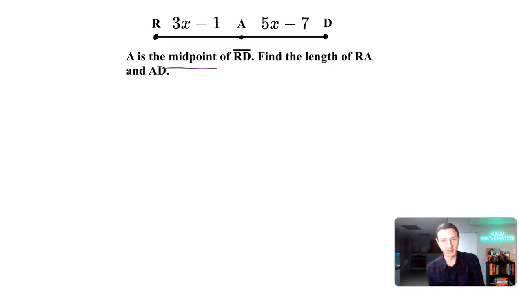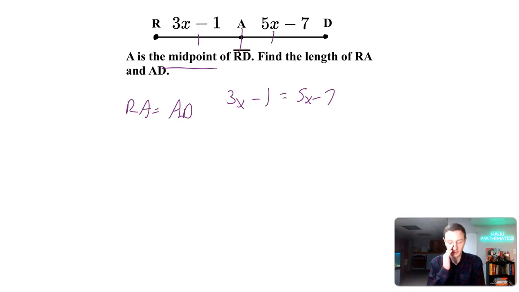Gotta understand some vocab here. Midpoint means that we are slicing this in half, meaning RA is equal to AD. So first big piece of vocabulary there, RA is equal to AD. Since these two segments are equal to one another, because midpoint means we're cutting it in half, that means 3x minus 1, because RA is 3x minus 1, is equal to 5x minus 7, because AD is 5x minus 7. So these statements are equal.